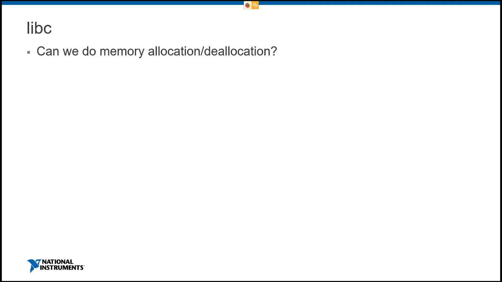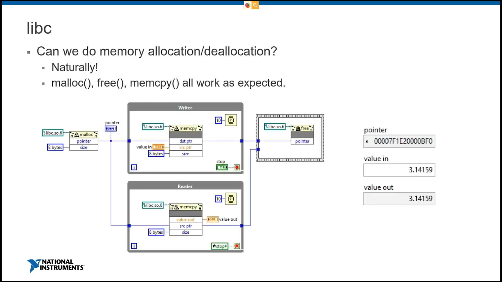Then the question becomes, can we do memory allocation and deallocation? It's cool to be able to call string length, but can we do other things? And the answer is malloc, free, memcopy, all those directly work in LabVIEW. You can actually call malloc, memcopy, free, and allocate pointers from the C library in LabVIEW. And they're interchangeable with the move block functions and all that good stuff.